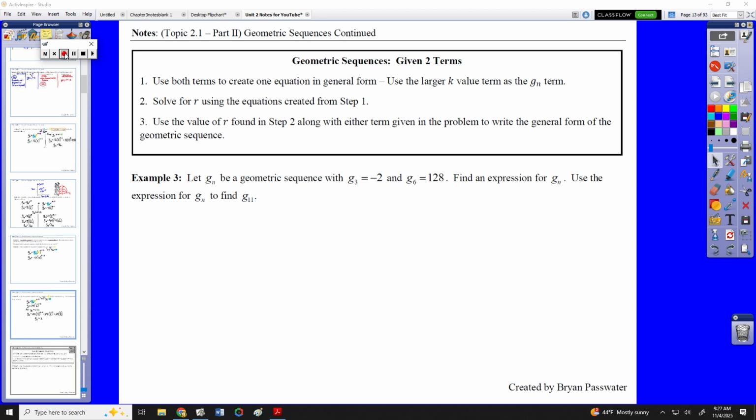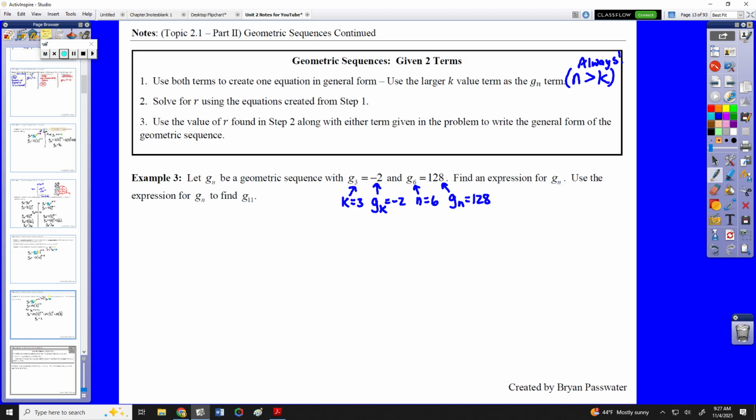What we need to keep in mind is that those two terms can be used as the nth term and the kth term. What you need to remember is that n is always greater than k. So when we look at these two expressions, we have g sub 3 and g sub 6. This means that we can use g sub 6 as our g sub n value, meaning that g sub n would be 128 and n would equal 6. And we can use the smaller term, k equals 3, to represent the kth term.